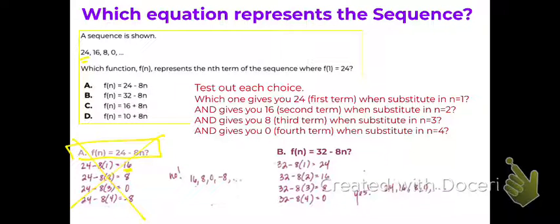I'm looking for which of the choices, when I put 1 into the function for n, it gives me that first number in my sequence. When I put 2 into that function for n, it gives me the second number. 3, it gives me the third number, and so on. Which of these functions represents this sequence?